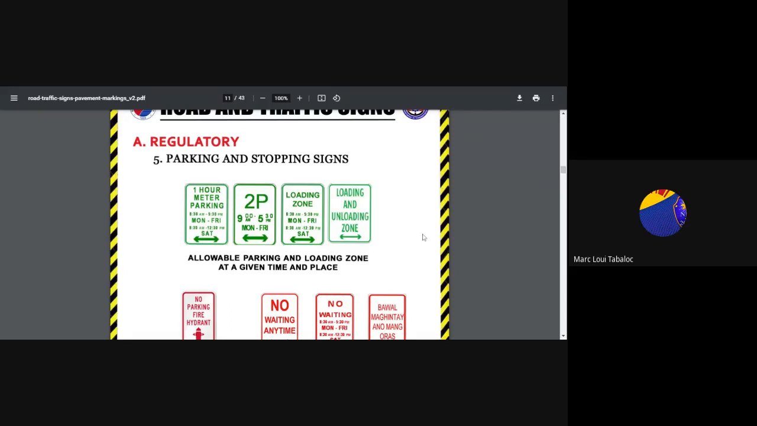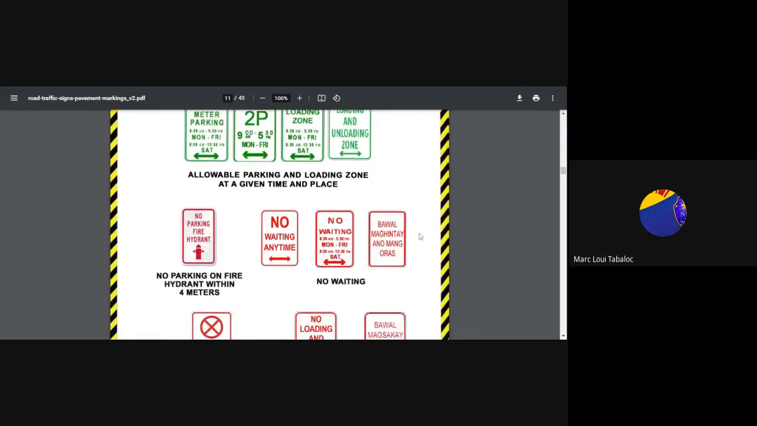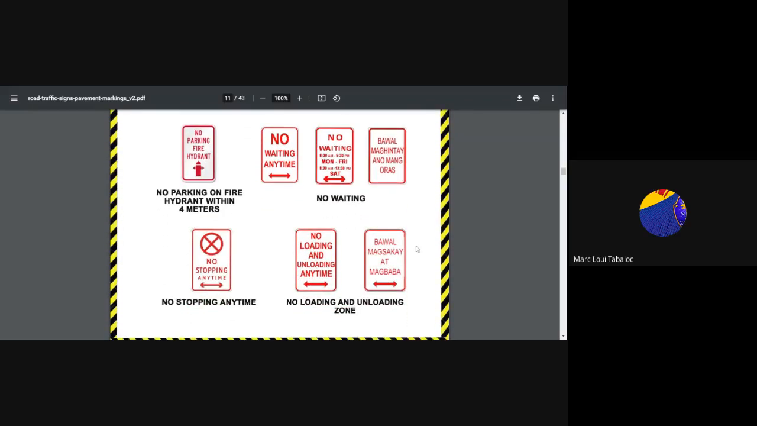Commonly pag color green, it means pwede. Pero may limit. Pag pula naman, yan ay pinagbabawal. Okay? Diba? For example, no parking on fire hydrant within 4 meters. Pero gi-blockingan dyan ang fire hydrant. Diba? That's still a violation. No loading and unloading. Pero dira nagbabaog mga pasahero. Diba? Common mistake.